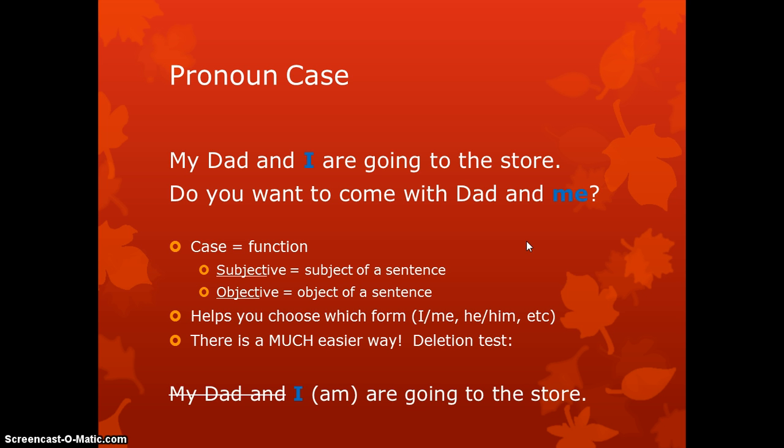So the point that the textbook is trying to make is that by determining whether a pronoun is subjective or objective in its case, it helps you determine which form is correct, such as I, me, he or him, etc. But there's a much easier way.